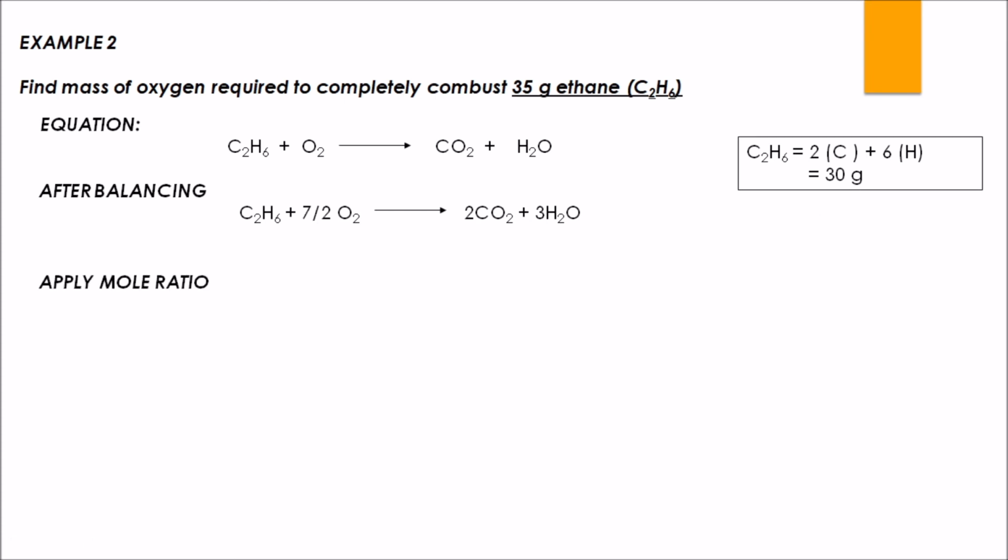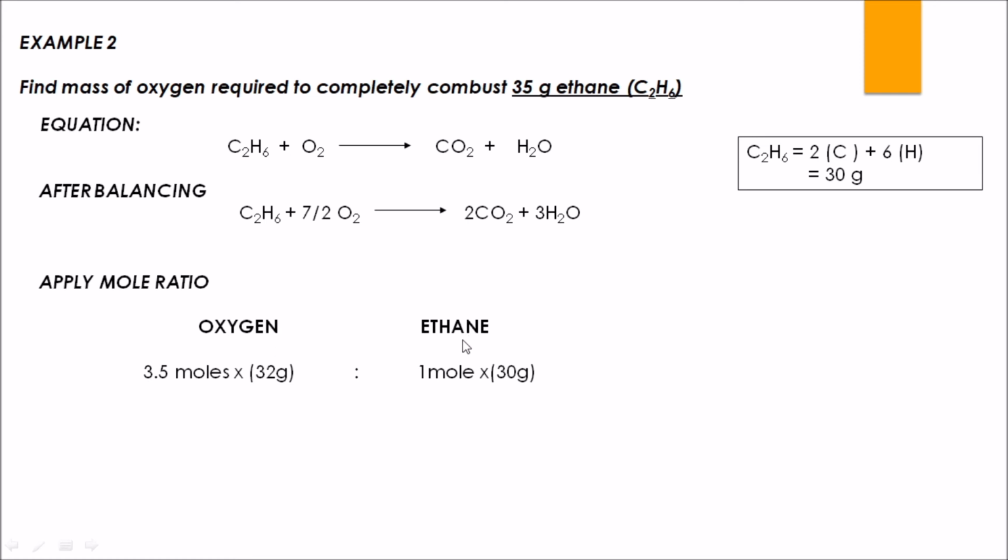Then apply the mole ratio. How are we going to apply it? We are comparing oxygen to ethane, so we write oxygen adjacent to ethane. How many moles of oxygen do we have from the equation? We have 7/2, which is equal to 3.5 moles. We take the moles of oxygen multiplied by the molar mass of oxygen. Whenever you're dealing with masses, you always apply the mole ratio in this method. We have the moles from the equation, 3.5 moles, multiplied by 32 grams, which is the mass of O2.